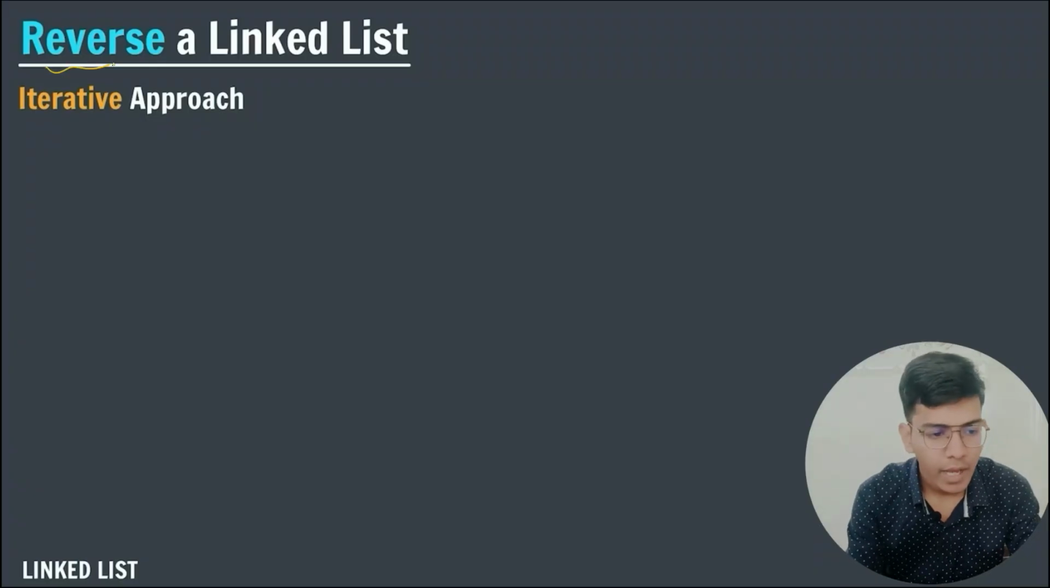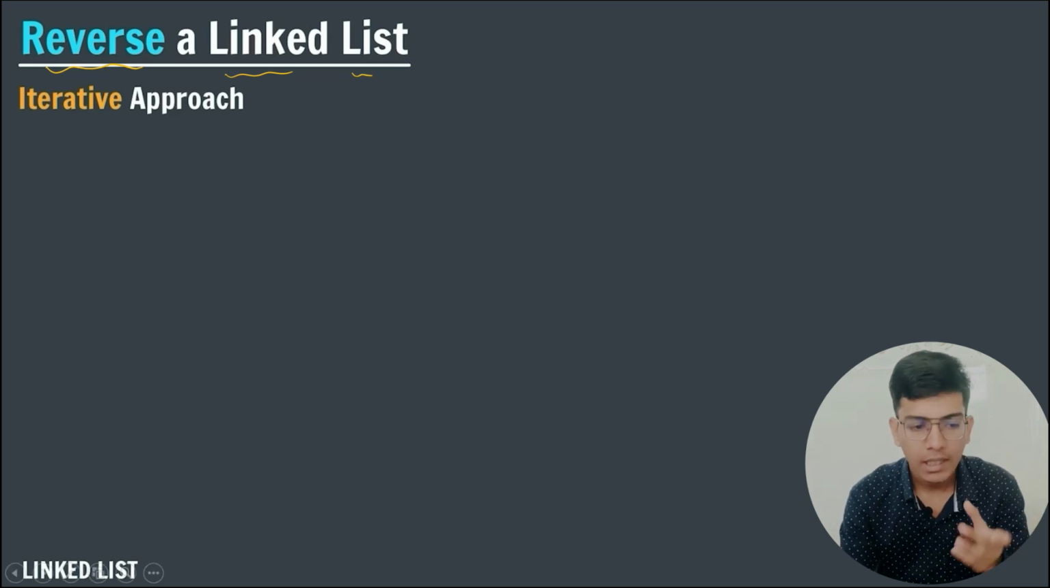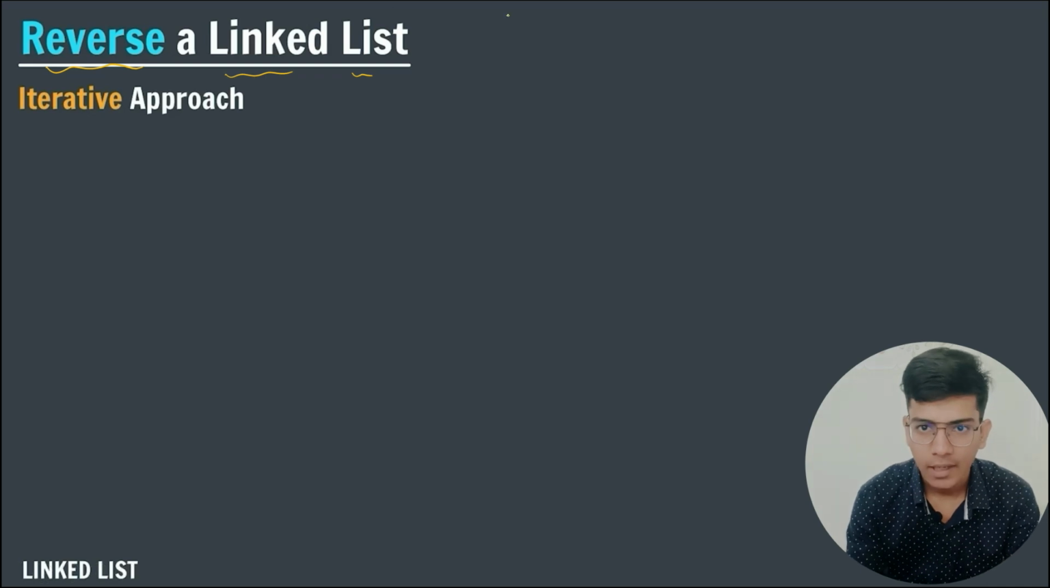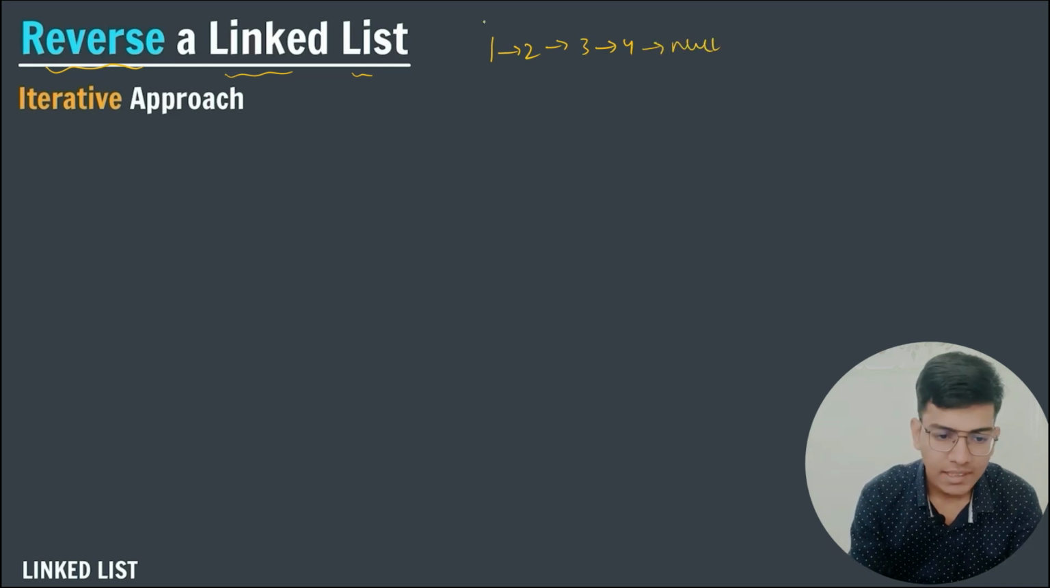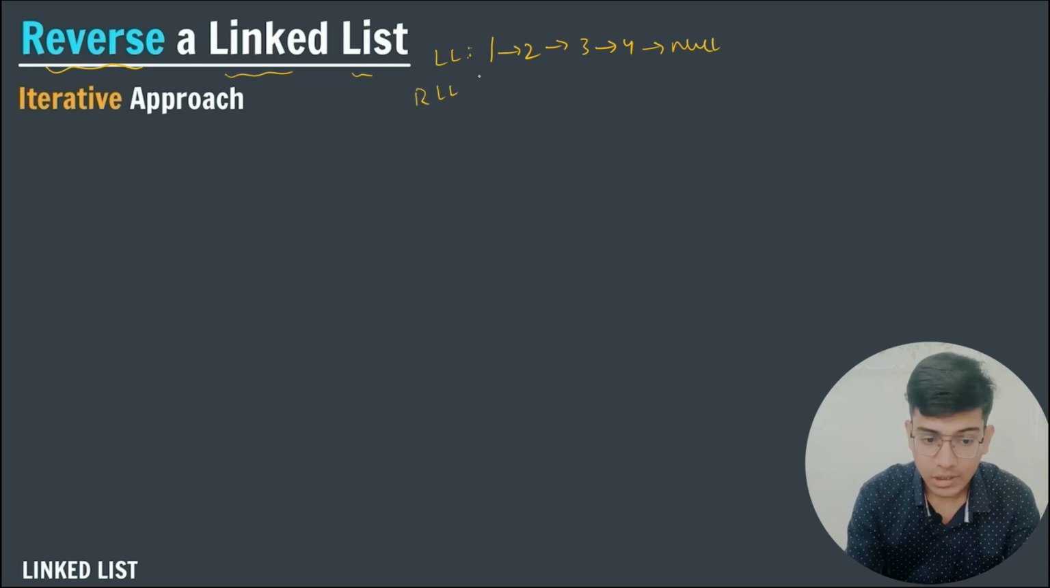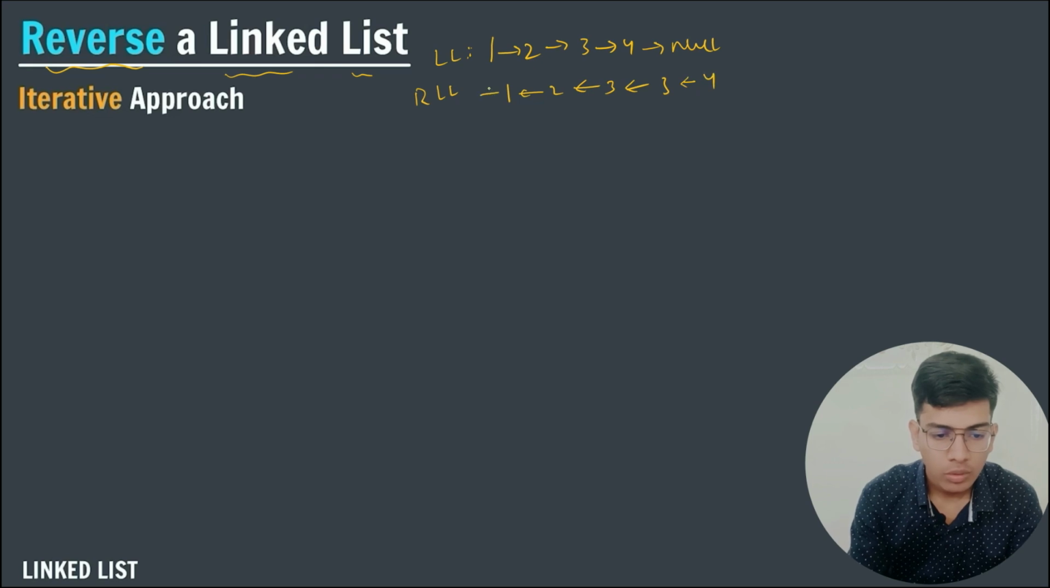In this problem we have to reverse a given linked list. So the user will give us a linked list and we have to reverse it. Let us consider a linked list that is 1, 2, 3, 4 and it is pointing to null. So let us consider that this is our given linked list. We need to reverse our linked list. So the reversed linked list will be 4 pointing to 3, 3 pointing to 2, 2 pointing to 1, and 1 will point to null. So this is our reversed linked list.